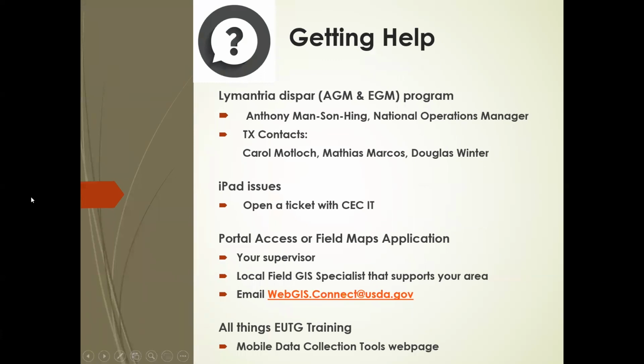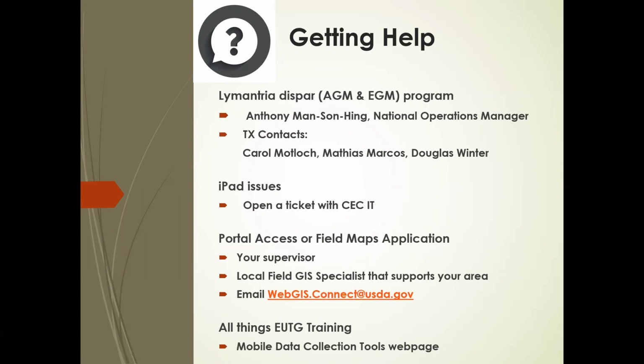Finally, some ways to get some help. I thought I'd throw this up on the board. PPQ uses iPads that are supported by CECIT. That doesn't really apply to you, but if you are using a PPQ device, you would go through our IT. Anthony Man-Son-Hing, again, is the National Operations Manager. So questions about survey protocol or how to fill out that form, except for two fields, which we know are unique to you as standard. Those are the trap type always being paper delta and the lure always being string. But survey protocol questions can go to Anthony.